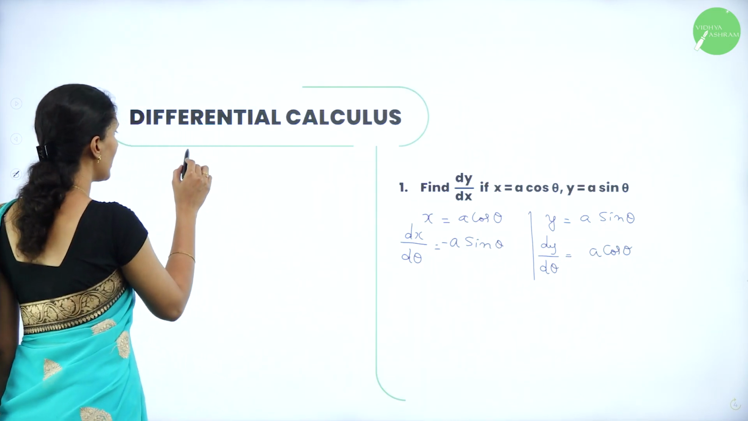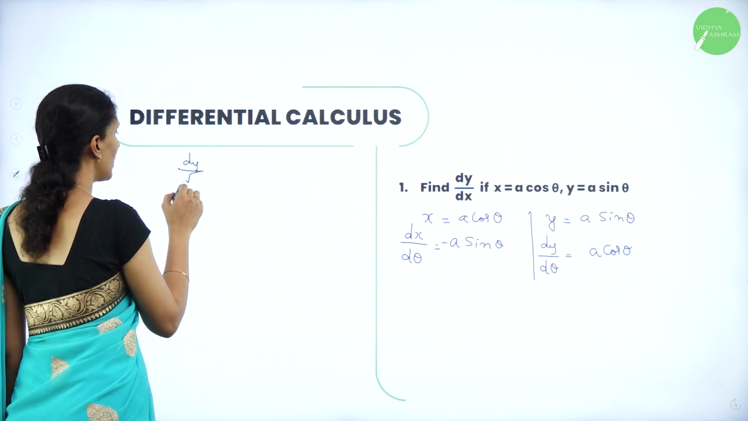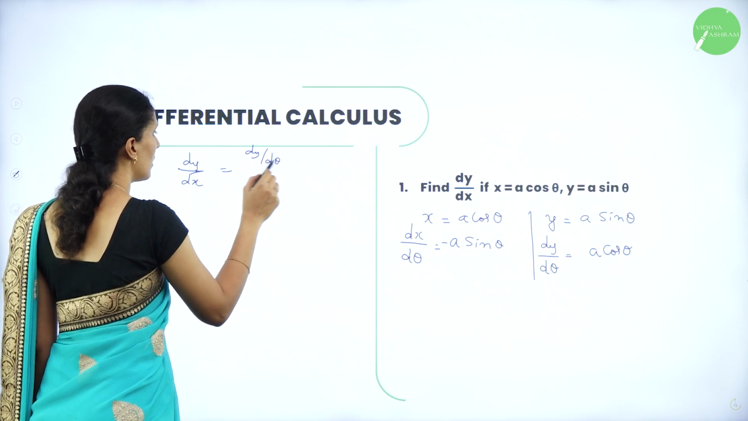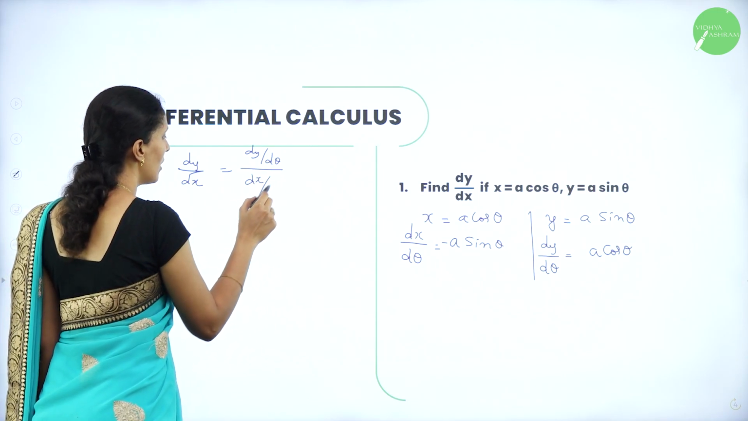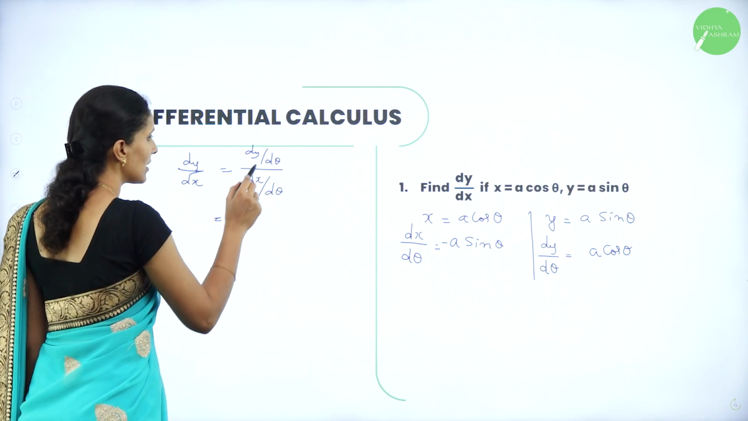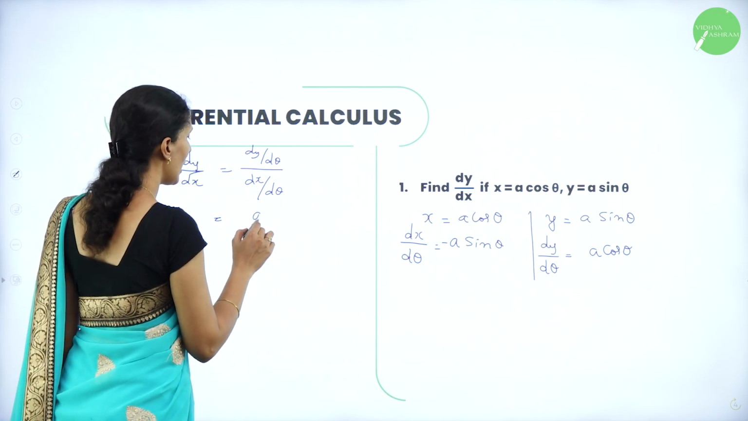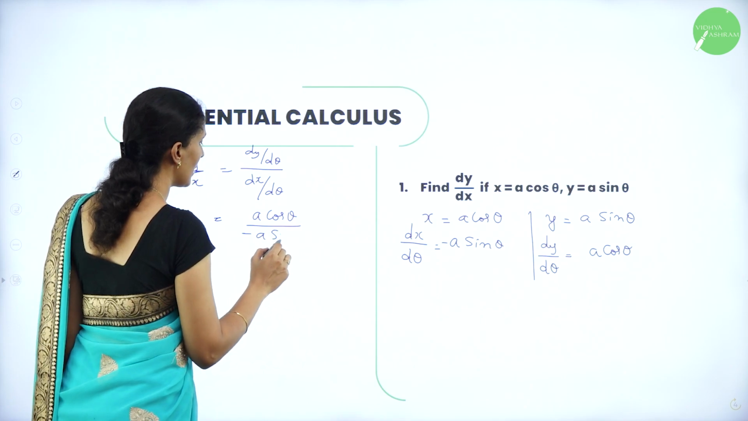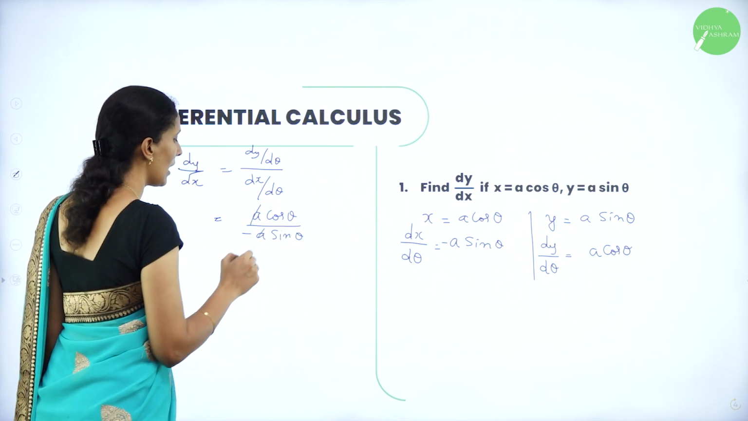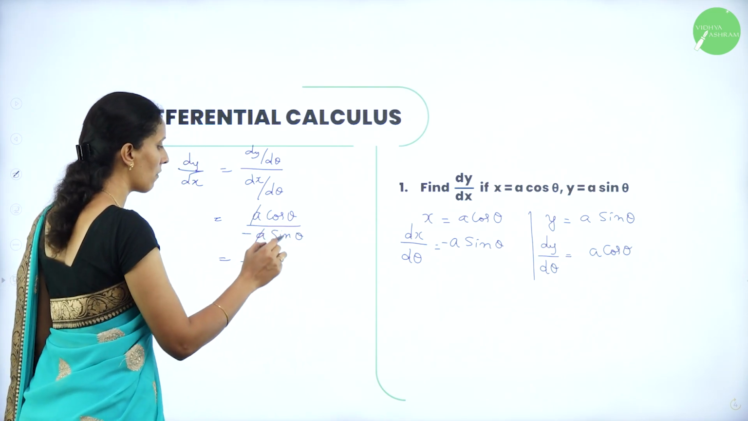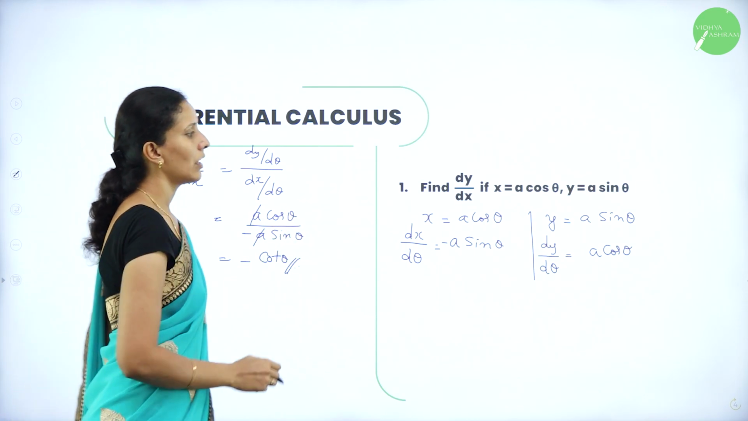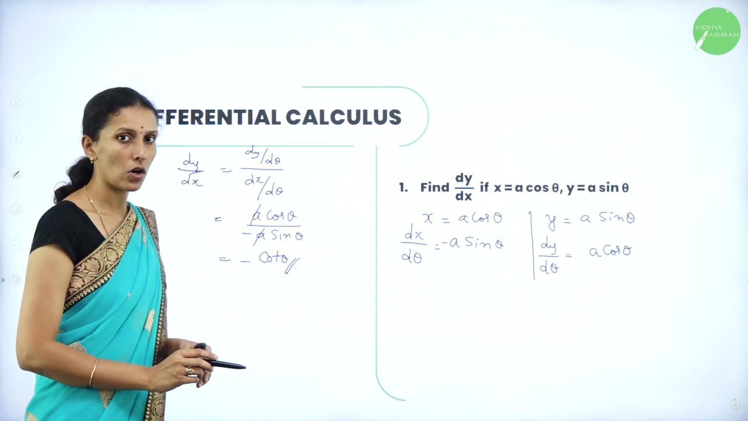Now how is dy by dx given? Dy by dx is nothing but dy by d theta divided by dx by d theta. What is dy by d theta? We got a cos theta divided by minus a sin theta. A gets cancelled, minus we have cos over sin is cot theta. So the derivative of the given function is minus cot theta.